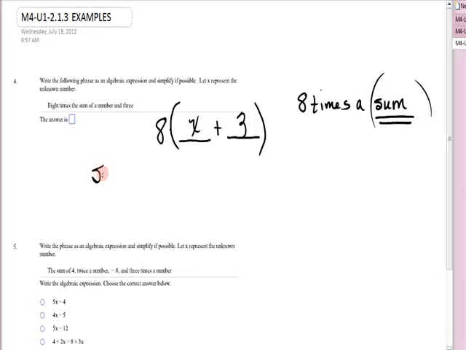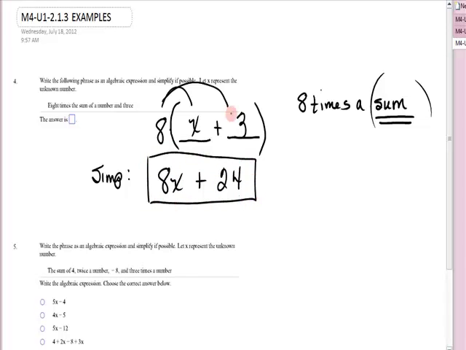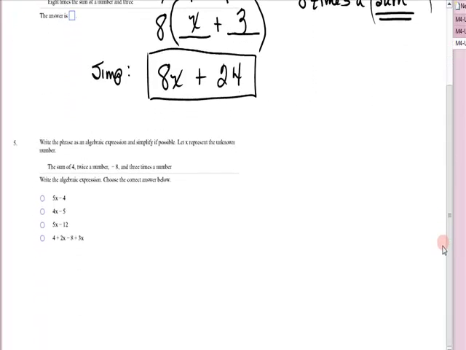Now I'm going to simplify, and I'll simplify using the distributive property. That gives me 8x plus 8 times 3 is 24. There's my expression. I translated, then I simplified. Remember, if it's 8 times a number, it would be 8x. But if it's 8 times a sum, it will be 8 parentheses the sum, and you'll use distributive property. Let's just look at one more.